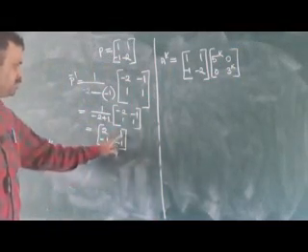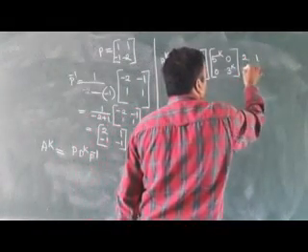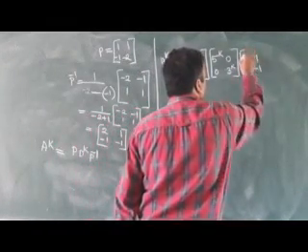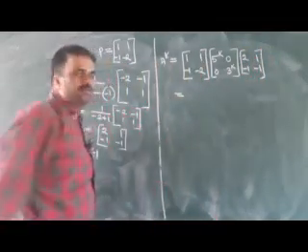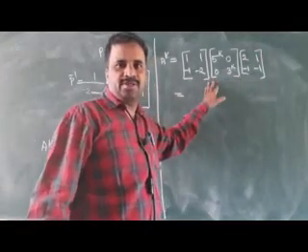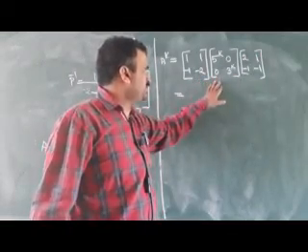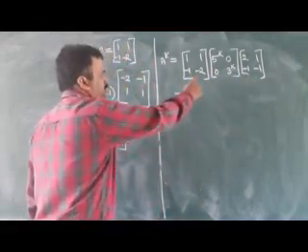P inverse is 2 1 minus 1 minus 1. So A power k is equal to the product of these matrices. We have to do it. First I will do the product of two matrices, then go for the next one, or you can do the other pair first and then the product. Okay, first I will do these two matrices.